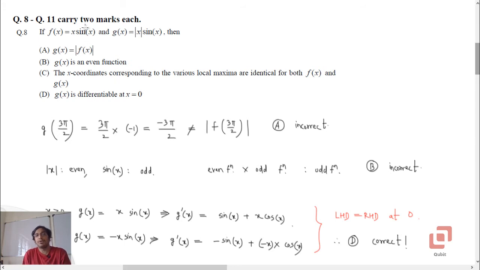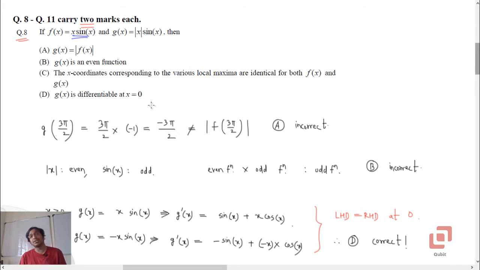The last 4 carry 2 marks each. Question 8 is a 12th standard level question testing your knowledge of the concepts of differentiability of single variable functions. If f of x is x into sin x and g of x is mod of x into sin x, then: A, g of x is mod of f of x; B, g of x is even; C, the x coordinates corresponding to various local maxima are identical for both f and g; D, g is differentiable at 0.